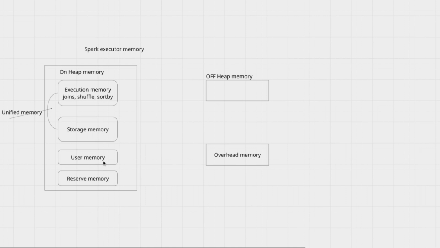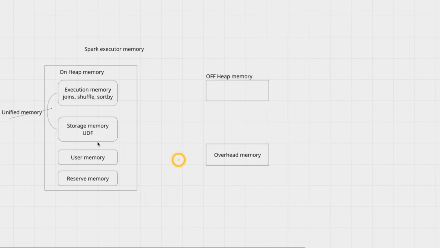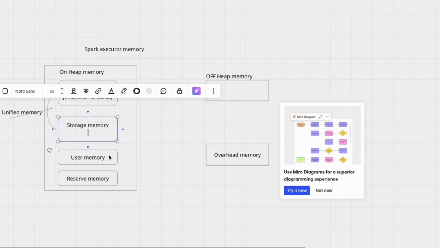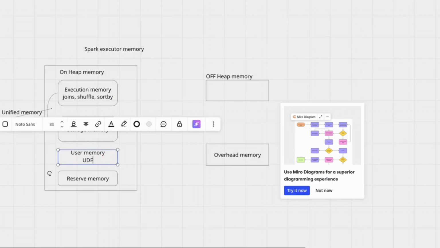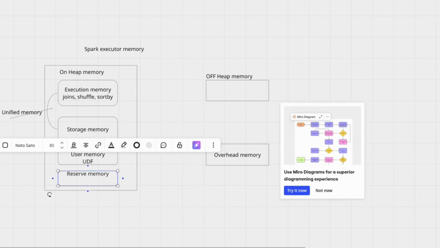Now there is something called user memory. User memory is used to store the variables and objects which you have created while writing the program, or also when you have written a UDF, user defined function. At that time, this user memory is used, not the storage memory. So user memory is used to store your UDF when you create an external UDF, when you create a variable, when you create an object. Reserve memory is something which is reserved for some purpose, and this is there by default, and by default there will be around 300 MB of reserve memory.